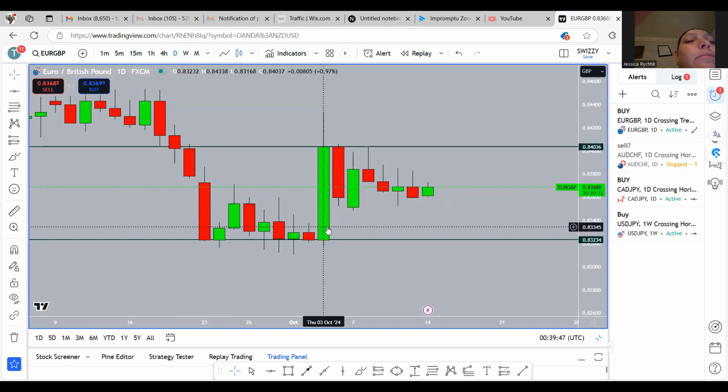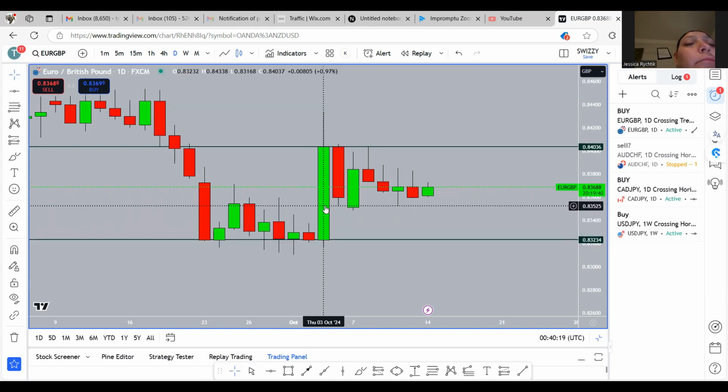So if I look at the open, it is 0.83232. Well, if I go to the candlestick right next to it, because this is a bearish candlestick, or a down candle, the top is going to be the open. It opened here at the top. The high is still going to be the top of the wick. The low is going to be the bottom of the wick. And the close is going to be where it closed at.